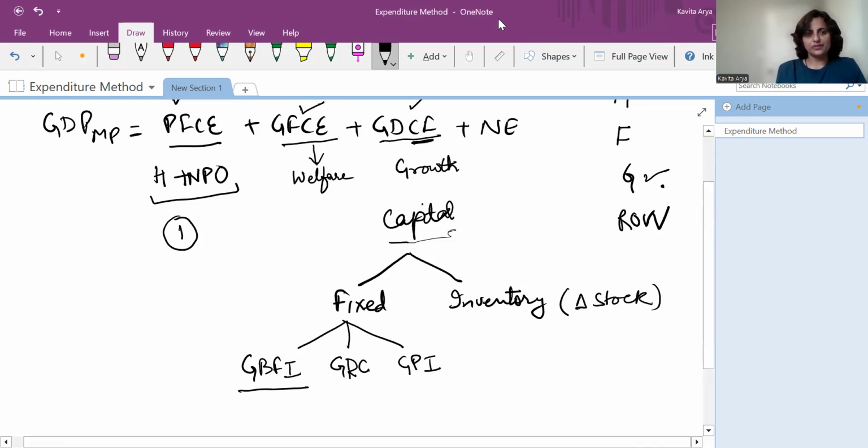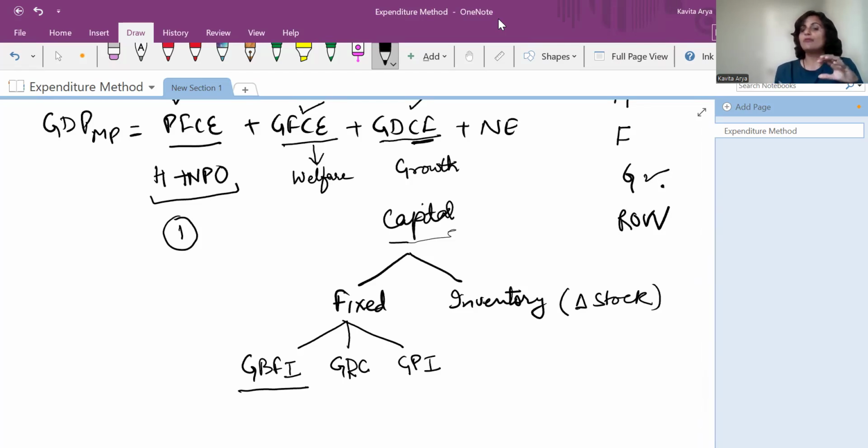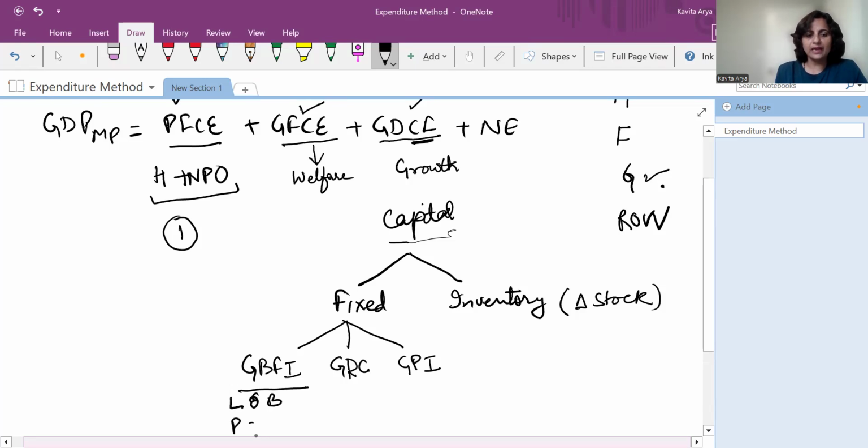Gross business fixed investment means this component is talking about all the firms where they invest or spend on the land and building, the plant and machinery, or any other fixed assets. So, all these expenditures would be a part of business fixed investment. When we talk about gross residential construction, it means as and when the household sector constructs any house, that would be a part of residential construction here.